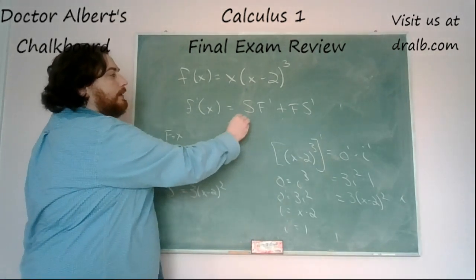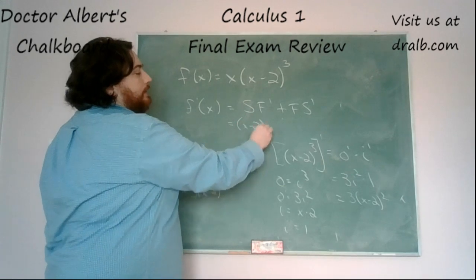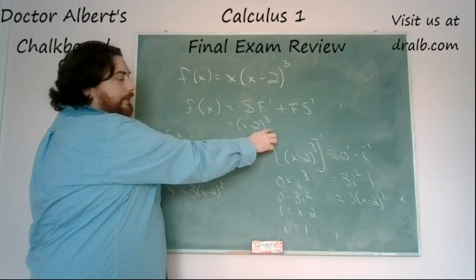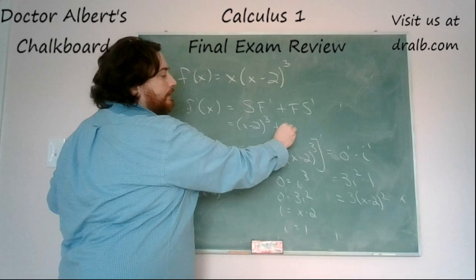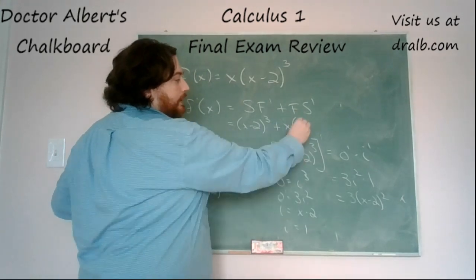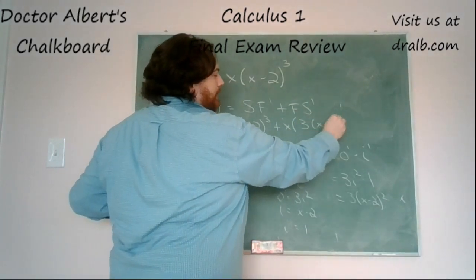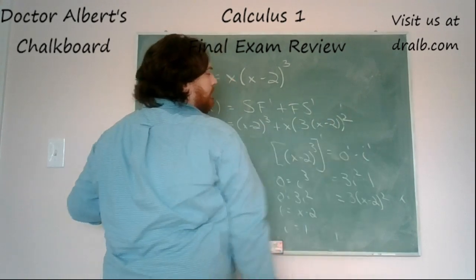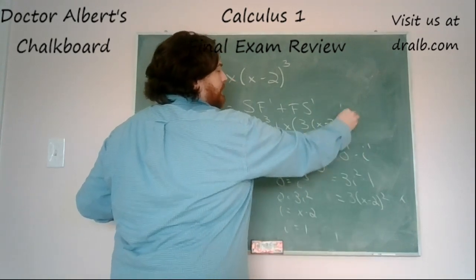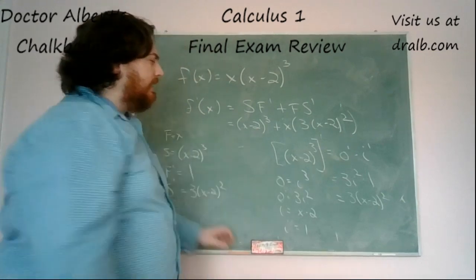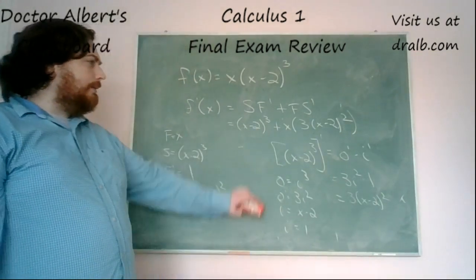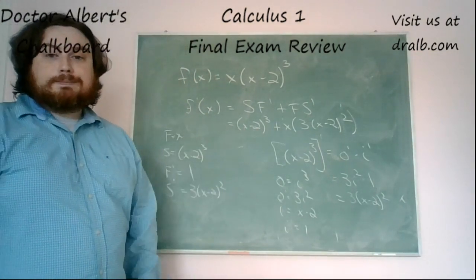So if I put that together, I get x minus 2 cubed times the derivative of the first, which is 1, plus the first times the derivative of the second, which is 3 times x minus 2 squared. Sorry, the x minus 2 is squared. And so I'm left with this as my derivative.